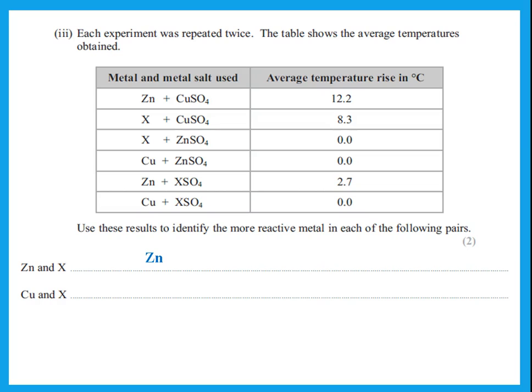Okay, copper and X. Where are the ones that involve copper and X? We have X plus copper sulfate gave 8.3. Can you see that? And way at the bottom, copper plus X sulfate did not work. Now, copper plus X sulfate did not work. That means that copper is less reactive than X. And X plus copper sulfate, that reacted. That means that the one that is more reactive is X.